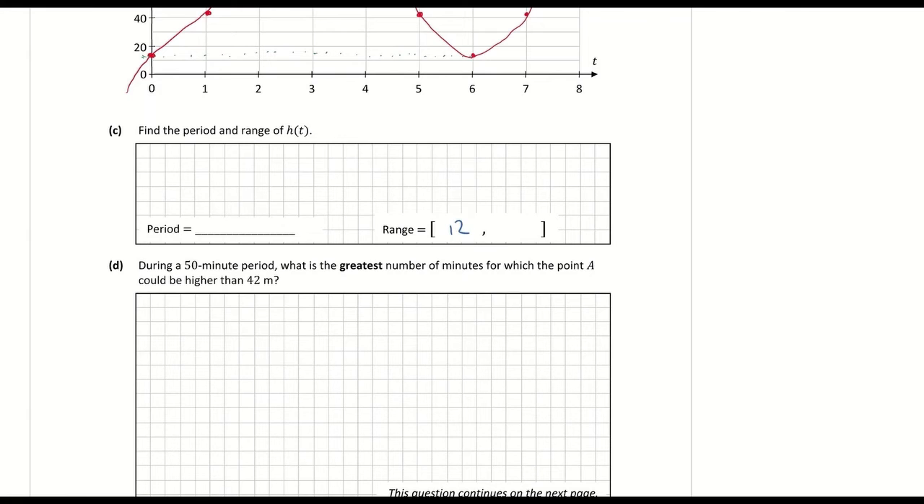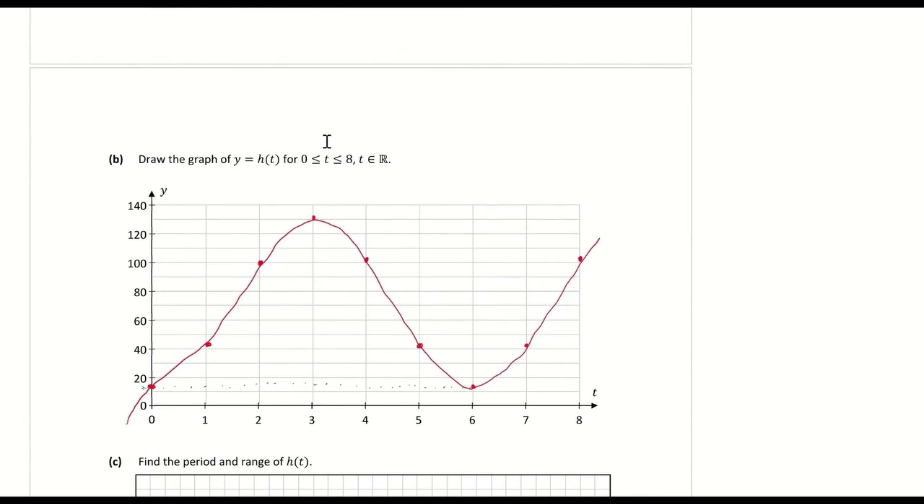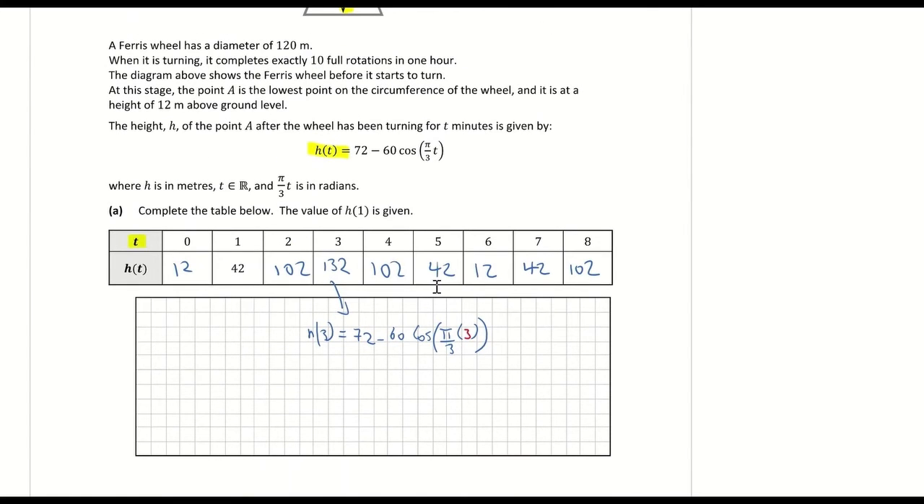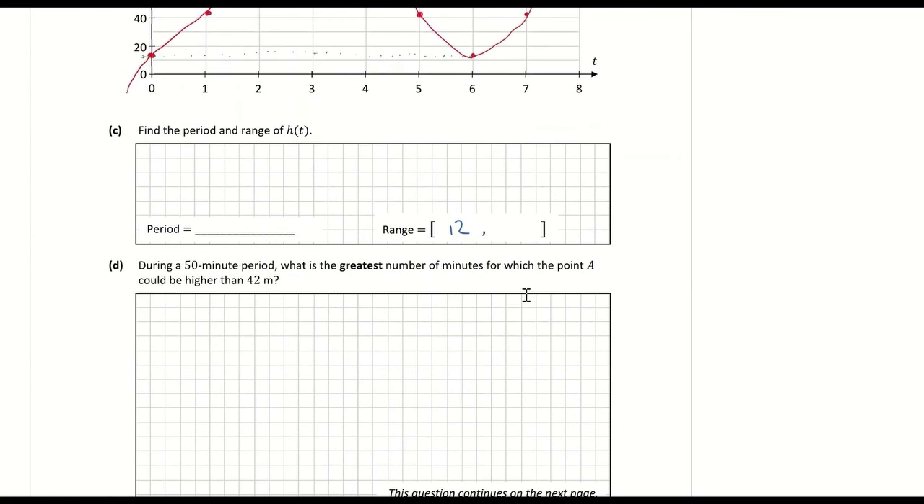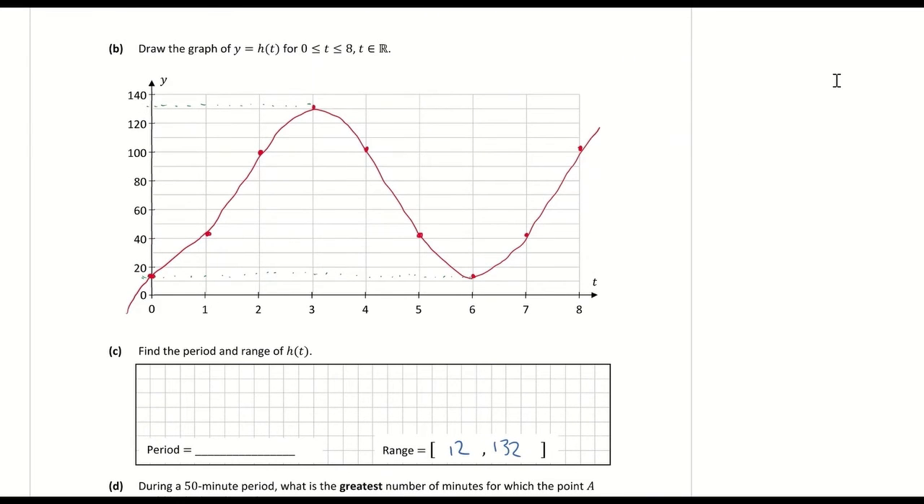And my maximum, again, you can take these from your table as well, which is 132. So once again, I can use my sketch to come across to my 132, or you can come back to your table and take it from here that the highest point is 132. So there's numerous ways you can get those values. And the next part is asking us to find the period for the function.